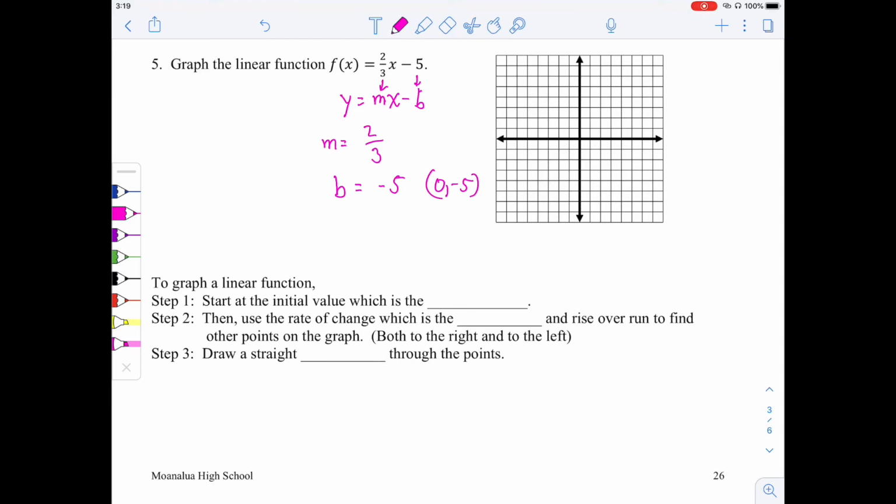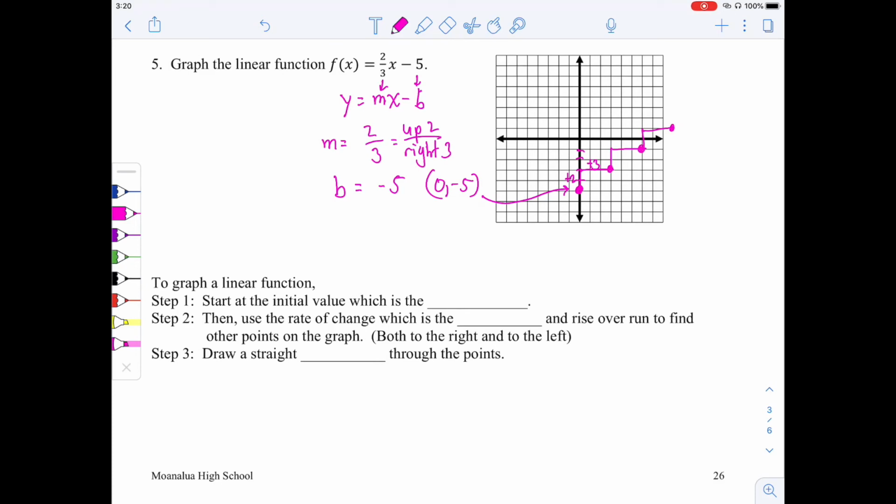So when we graph it, we're going to start at this y-intercept, (0, -5). So 1, 2, 3, 4, 5, right there. So we're going to start there. Then we're going to use our slope 2/3. So this is up 2, right 3. Up 2, right 3. Right there. Up 2, right 3, up 2, right 3. And we're going off the graph.